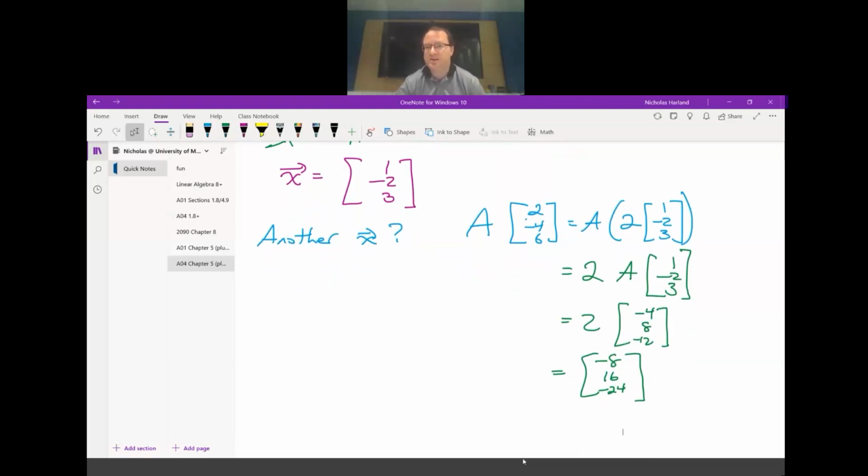So we computed A times (2, -4, 6). We got (-8, 16, 24). And it shouldn't be too complicated to see that this was equal to twice what we had originally. So what happens? Can we factor out negative 4 again? Because somebody said 2.